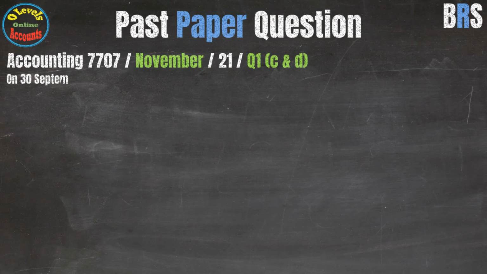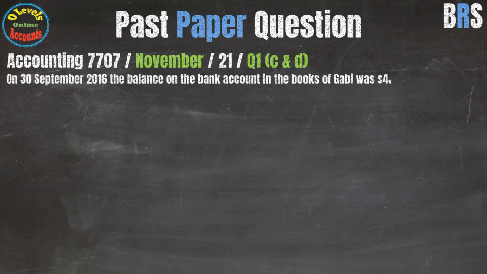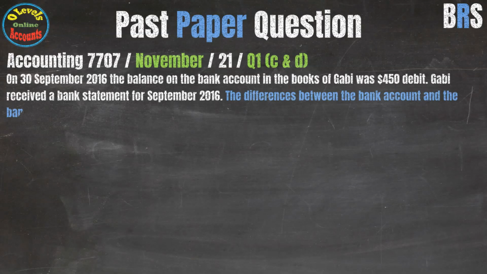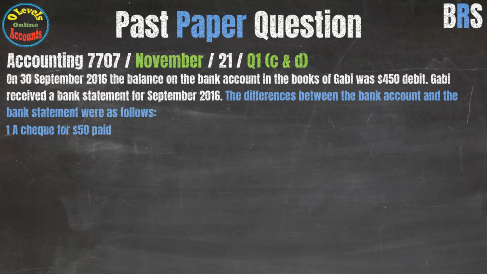On the 30th of September 2016 the balance on the bank account in the books of Gabby was $450 debit. Gabby received a bank statement for September 2016. The differences between the bank account and the bank statement were as follows. 1. A check for $50 paid to J. Simpson had not been presented for payment.